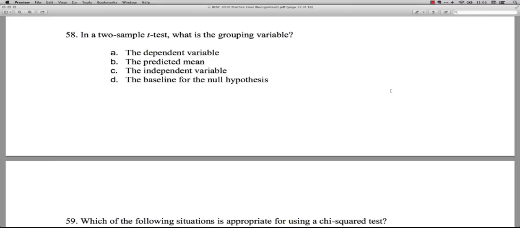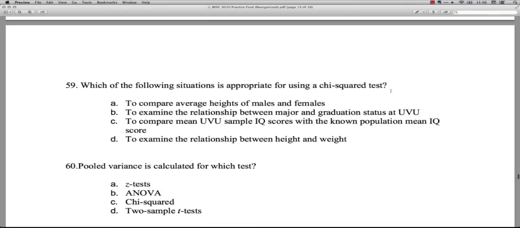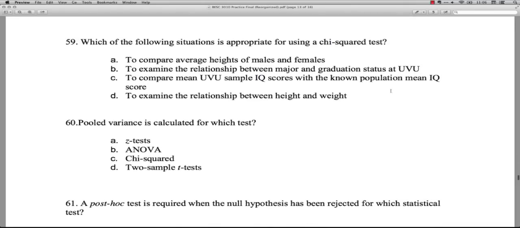And then D, the baseline for the null hypothesis. Not even sure what that means. Anyhow, we'll skip that. All right, 59. Which of the following situations is appropriate for using a chi-squared test? Okay, A, to compare average heights of male and female. No, that's means. You would probably want to use a two-sample t-test in that one.